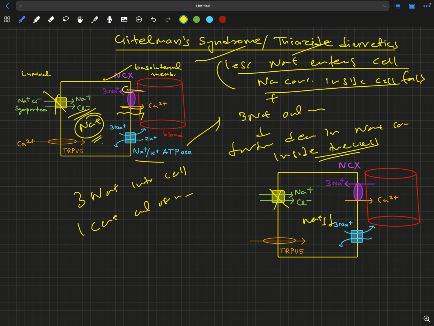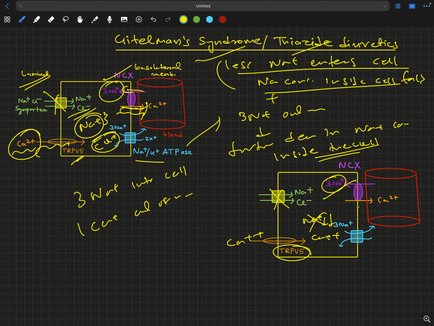Now after that, the 3 sodium comes in, and the sodium concentration will be balanced inside the cell. But 1 calcium goes out. Now there is a decrease in calcium concentration inside the cell. So now the calcium present on the luminal side will come into the cell through this TRPV5 channel. Calcium ions will come inside the cell. Sodium is balanced because the NCX balances sodium by pumping calcium out of the cell.